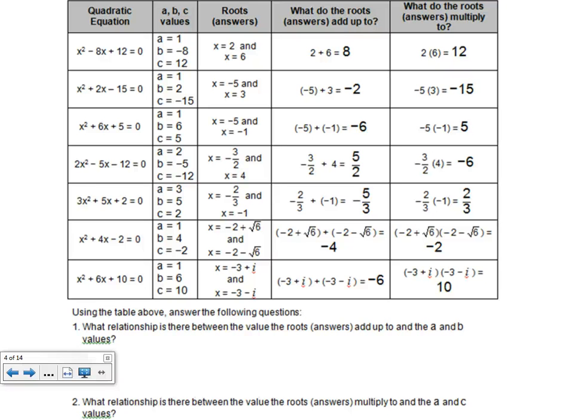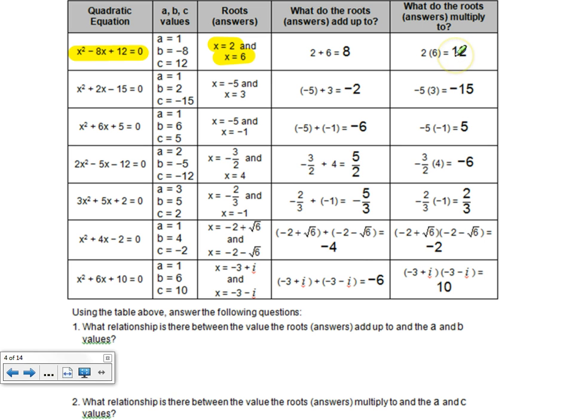Hi, we're going to be talking about quadratic equations still, but in particular, we're going to focus on the answers and the relationship the answers have with the values of a, b, and c in the original quadratic equation. So I have 7 examples. All the examples have the a, b, and c values listed, have the answers listed, and then they have the values for what the two answers add up to and what the two answers multiply to.